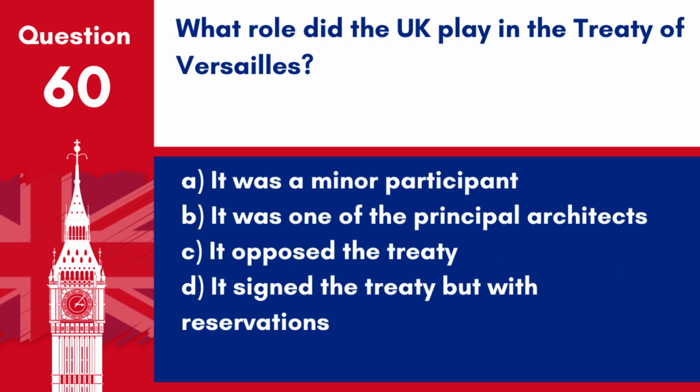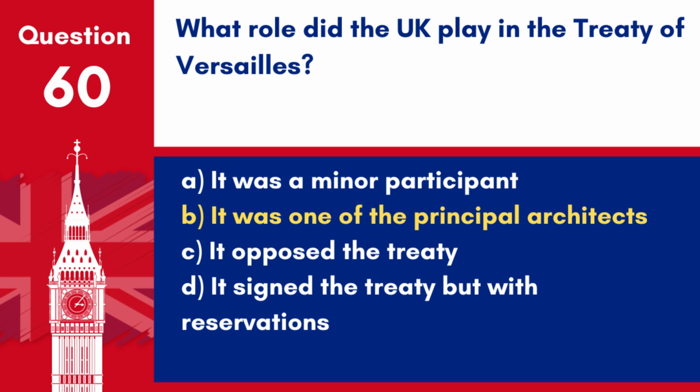Question 60. What role did the UK play in the Treaty of Versailles? A. It was a minor participant. B. It was one of the principal architects. C. It opposed the treaty. D. It signed the treaty but with reservations.